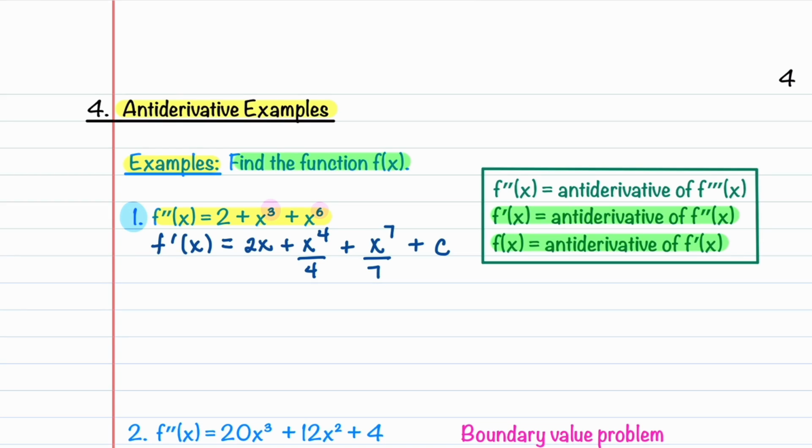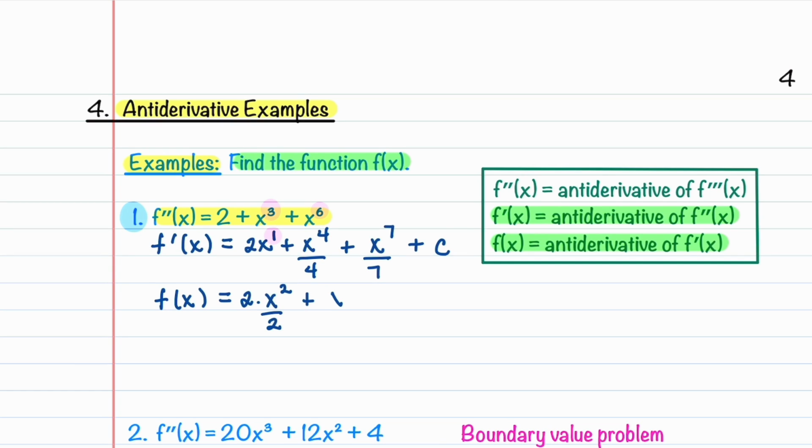Now we can find f of x. It is the antiderivative of f prime. And we're going to get 2. And then think of the exponent of x being equal to 1. So we're going to add 1 to that. So this becomes x squared over 2.